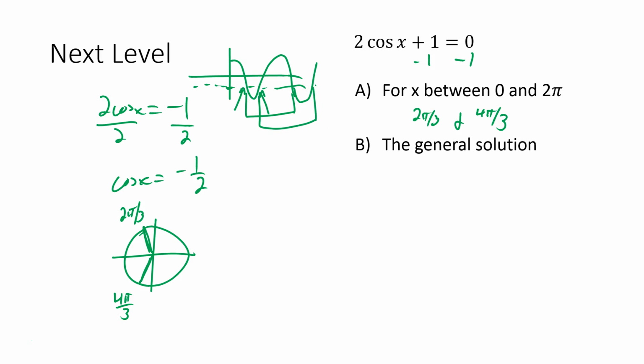So we just add the period to both of these. So it's going to be 2 pi over 3 plus 2 pi n and 4 pi over 3 plus 2 pi n.